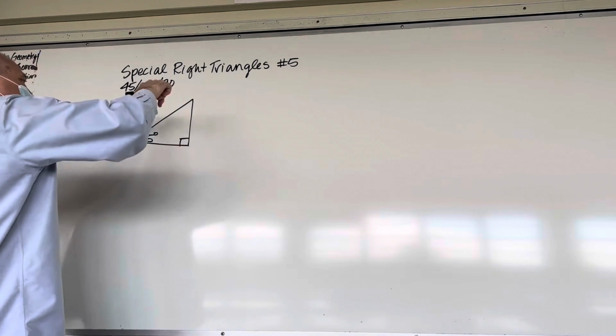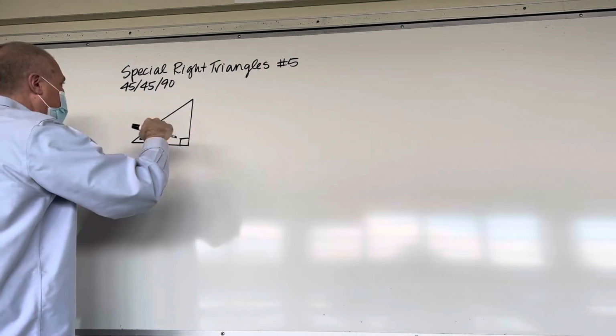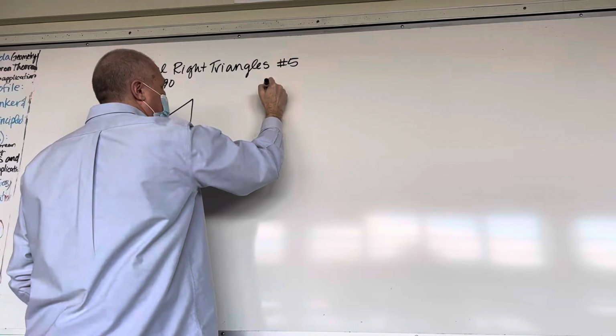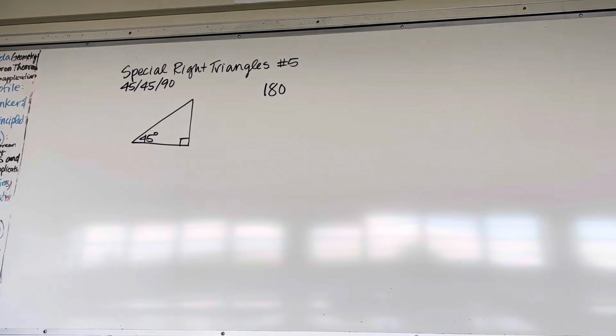If you add up all the angles within 45 and 45 plus the 90, how much do you get? 180. Always, no matter what the shape of the triangle is, whether it's right or obtuse or acute or any of those, or large or small, always add up those 3 angles, always 180.